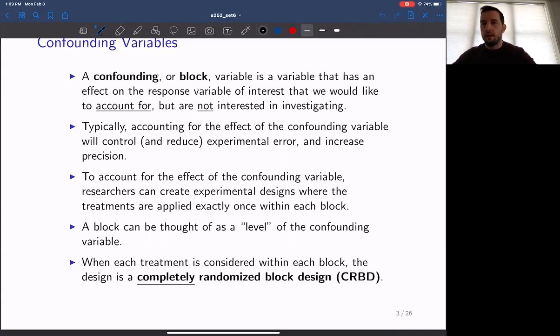All right, so when you have this block variable present and you want to study a difference among a set of population means, that's when we would use a completely randomized block design. So picking between it and the one-way ANOVA just comes down to the presence of this confounding variable. If the variable is present, we know that it exists, we want to account for it, we would use a CRBD, right? So it's a pretty simple differentiation between one-way and the completely randomized block design.